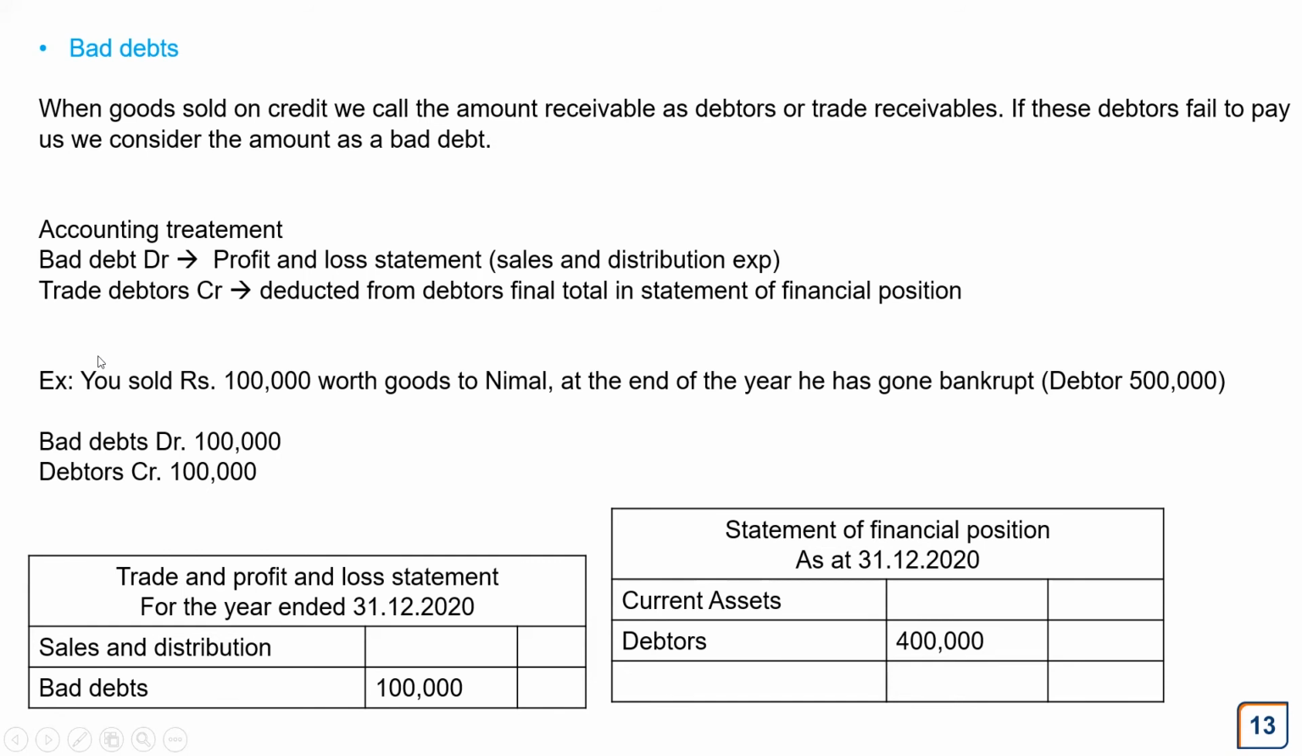So imagine you sold rupees 100,000 worth of goods to Nima, and at the end of the year he went bankrupt, so he cannot pay us, right? So what will you do? You have to debit 100,000 to sales and distribution expense, writing bad debt, because we are not going to receive it. It's an expense, we are going to write it off. And from the debtors, we are going to deduct 100,000. So imagine if the debtors total was given as 500,000. After we deduct that 100,000, it will become 400,000.